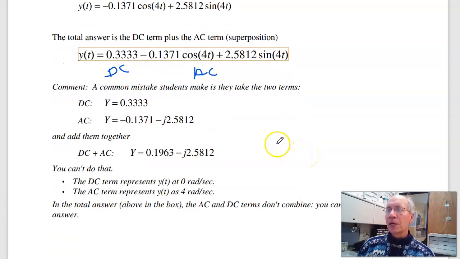And kind of a comment. The mistake students oftentimes make is they'll take the two answers, DC and AC in phasor form, add them together. You can't do that. The DC term represents this part. The AC term represents this part. This doesn't simplify. I can't say 0.33 plus 0.13 cosine is 0.19. That's kind of nonsense. You can't simplify the two terms. You've got to treat it like two separate problems.